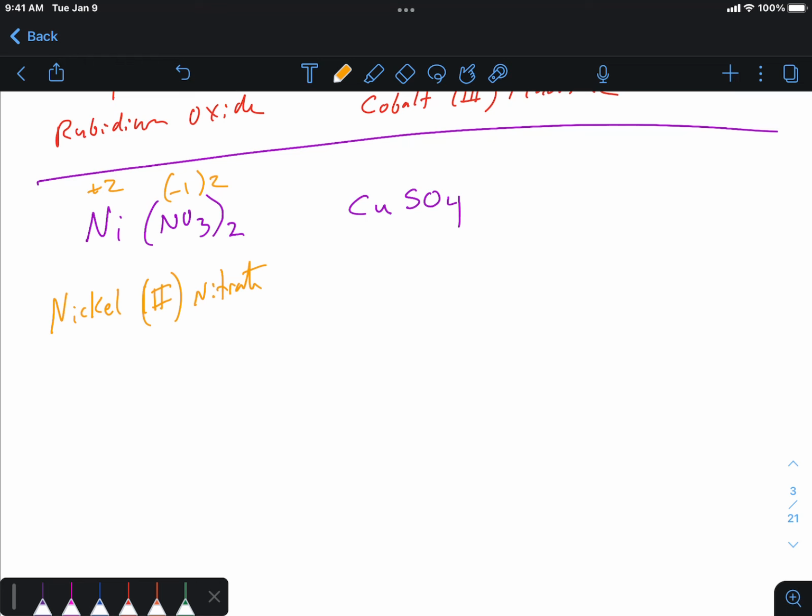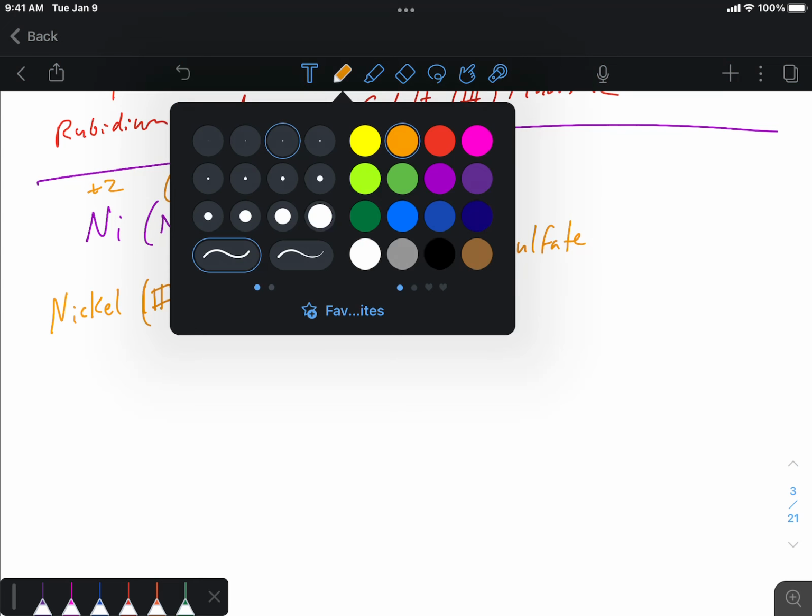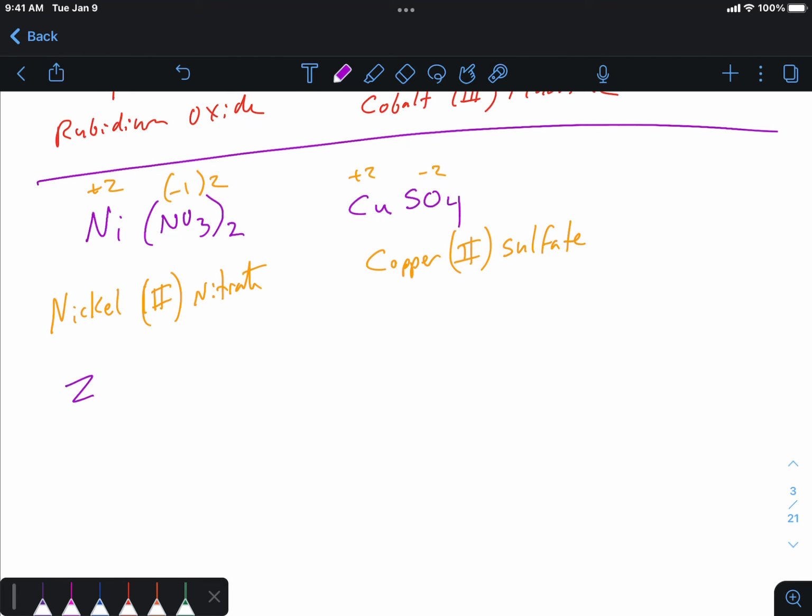Mattia? Yes. Sulfate has a -2 charge, and copper must be a +2, and copper has more than one listing, so that's why it's copper. We have to use the Roman numeral 2. And just for contrast, here's one.